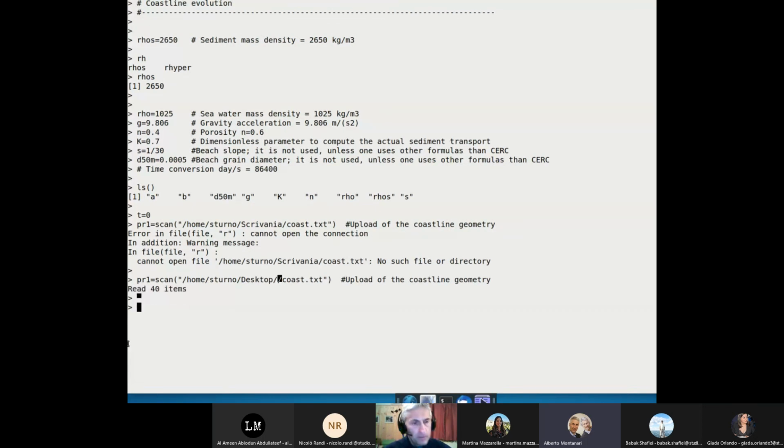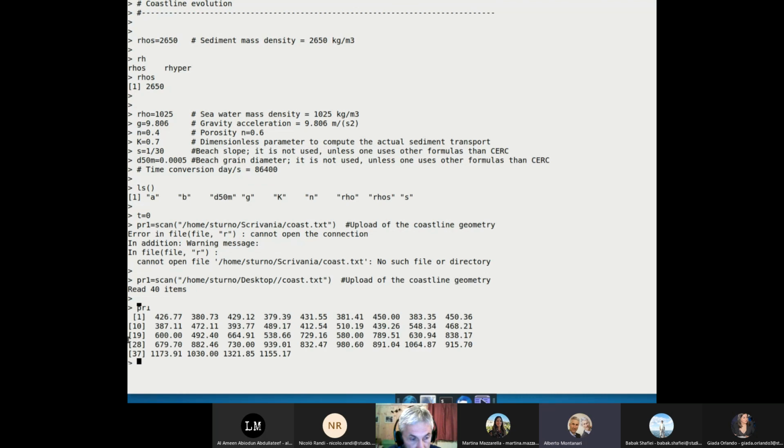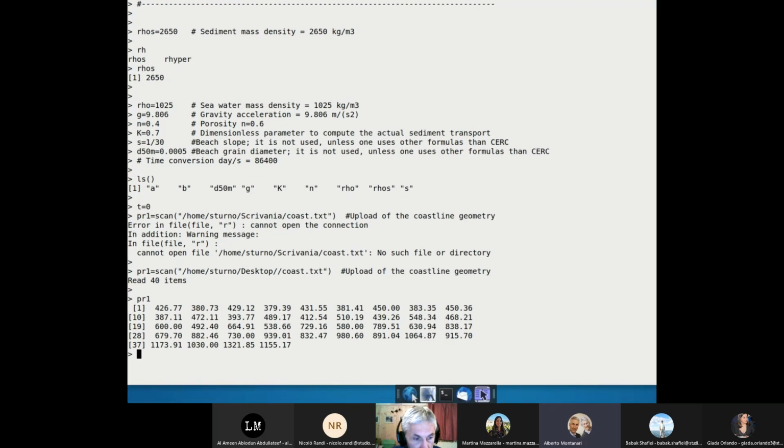Okay, now you see that I got a message, read 40 items, which I think is okay because let me see, PR1, the file that I just uploaded, is a vector, and it got the 40 items that define the geometry of my coastline.